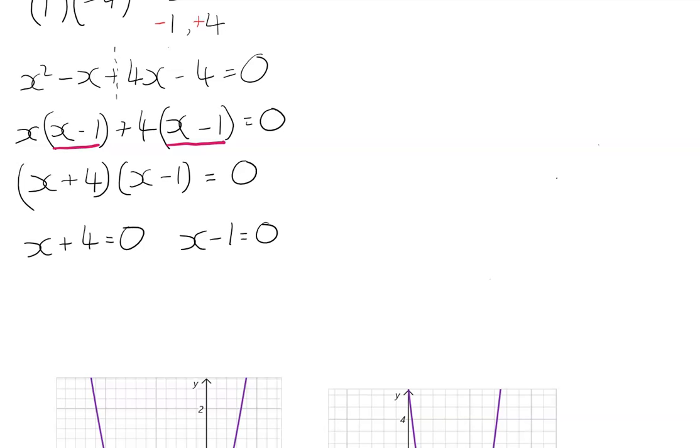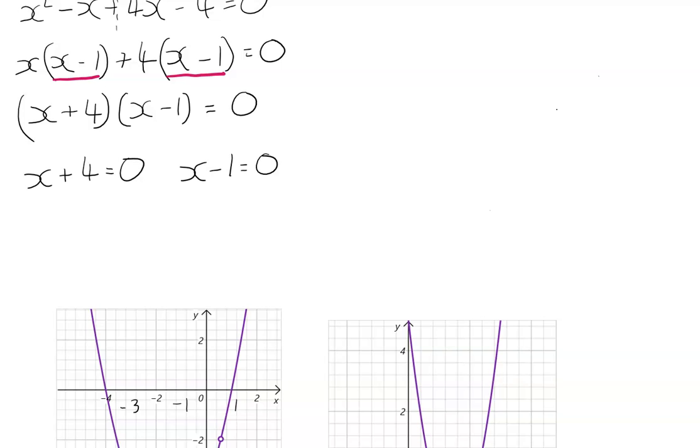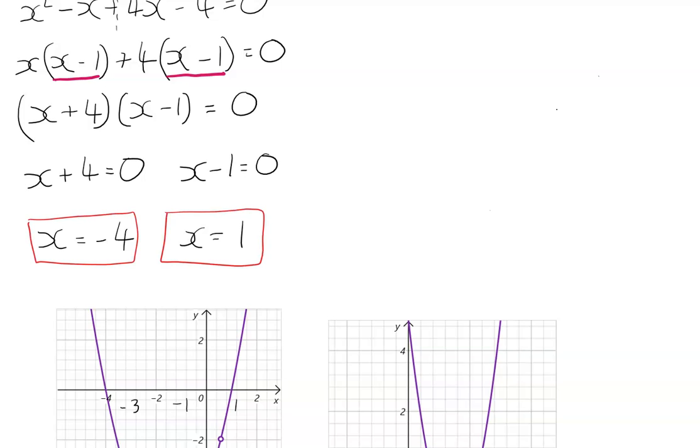And to finish off, because we want to get an answer, we always want to find what x is, I'm going to bring my plus 4 across the equal sign, and it becomes a minus 4. And over here, I'm going to bring my minus 1 across the equal sign, and that will become a plus 1. So here are my 2 answers. I have x equals minus 4, and I have x equals 1.